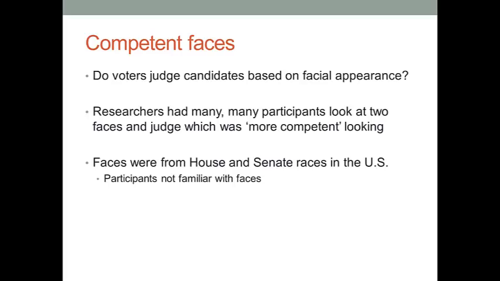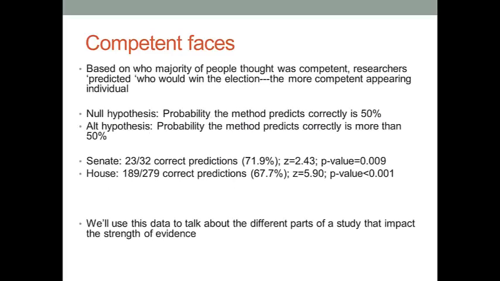Each participant was shown the Democrat candidate and then the Republican candidate and asked which face looked more competent, not knowing which one was Democrat and which one was Republican. The researchers showed these faces to many individuals. Based on who the majority of people thought was competent, researchers predicted who would win the election, predicting that the more competent appearing individual would be more likely to win.